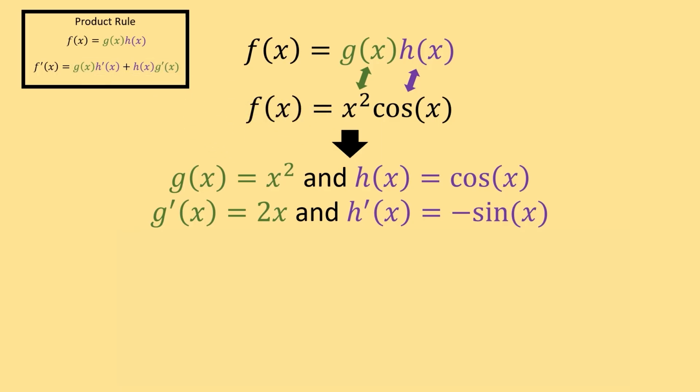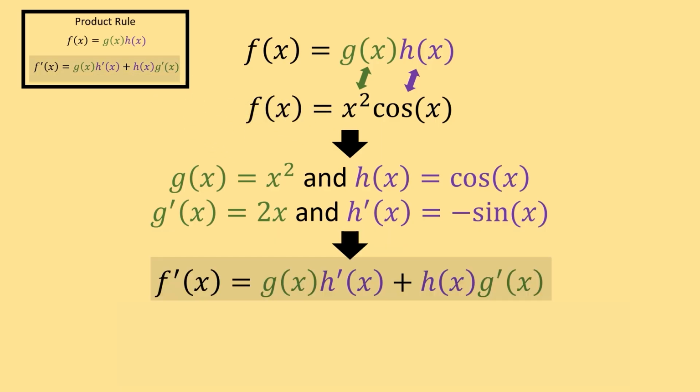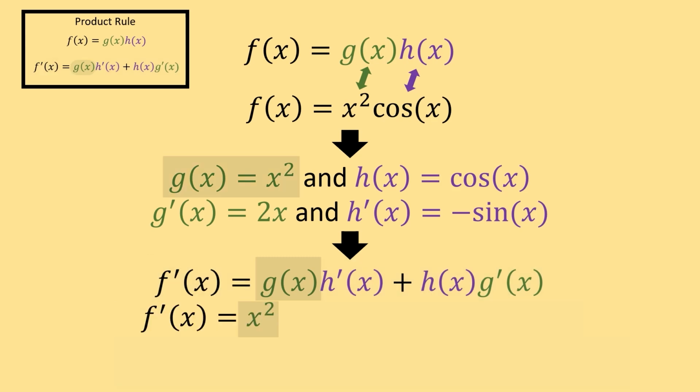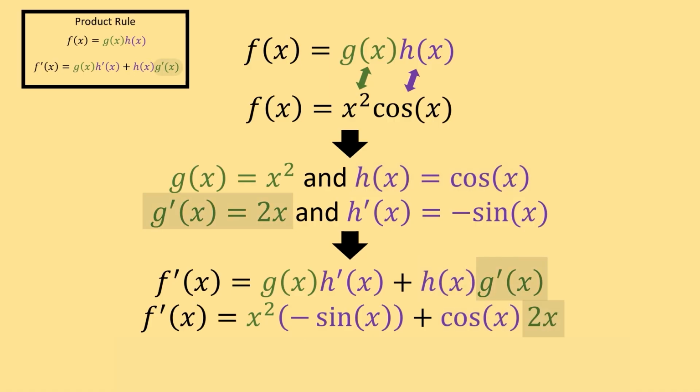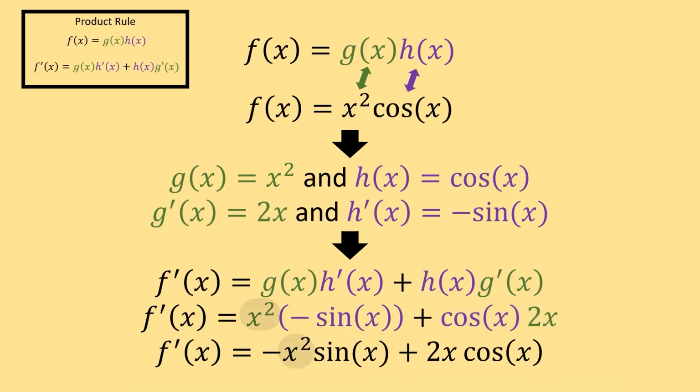So all we have to do to use the product rule is just plug all those into their positions. So we know f prime of x is going to be g of x times h prime of x plus h of x times g prime of x. And so to get this derivative, we just plug in everything. In other words, g of x is x squared times h prime of x will be times negative sine of x plus h of x, which is cosine of x, times g prime of x, which is 2x. And we can rewrite this as f prime of x equals negative x squared times sine of x plus 2x times cosine of x.